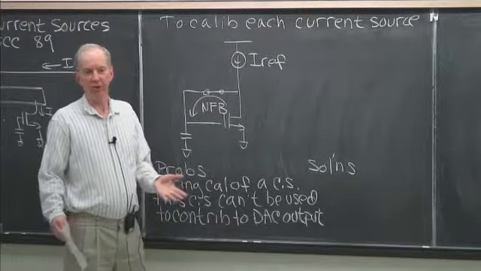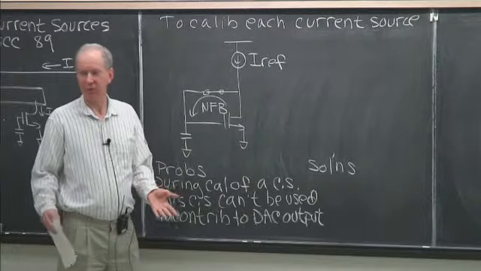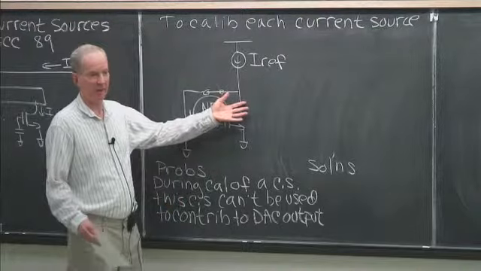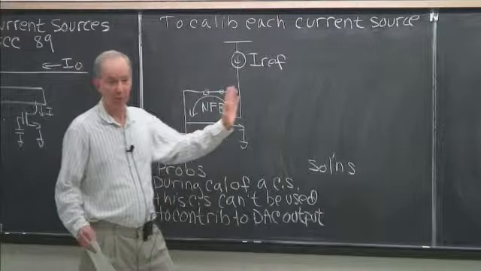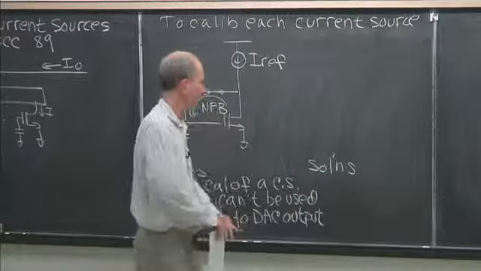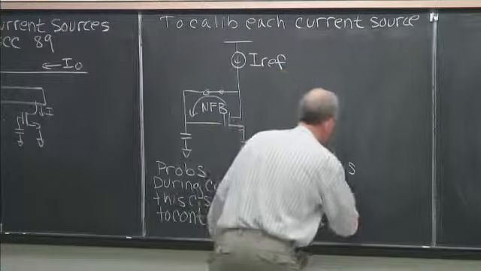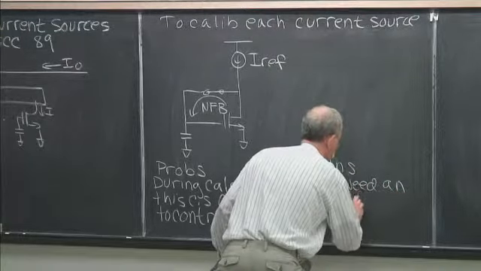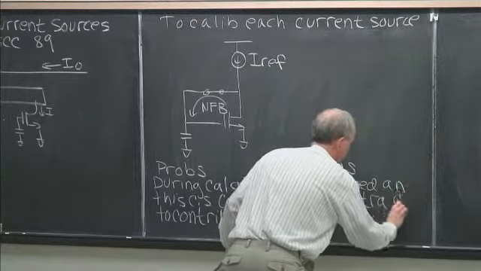So the solution to this is that you need to have an extra current source so that at any given time, one of them can be calibrated, like this one, while the other ones, which have already been calibrated, can be used to contribute to the output. So the solution here is you need an extra current source.